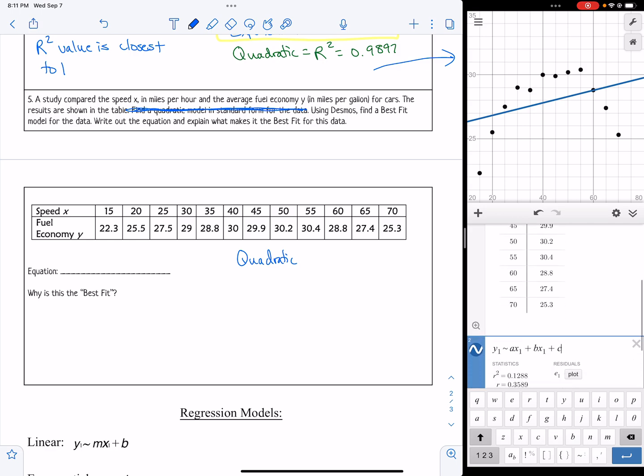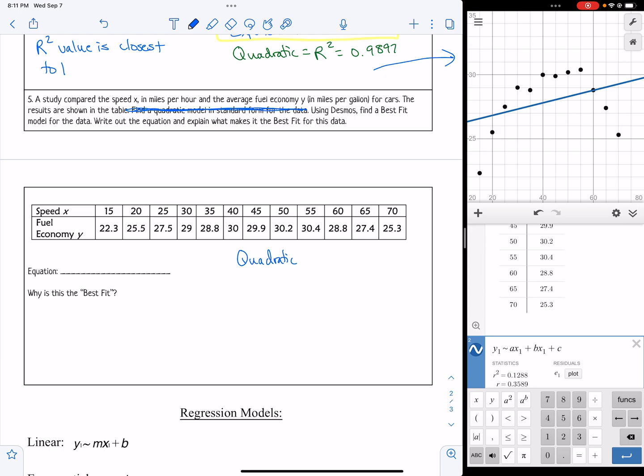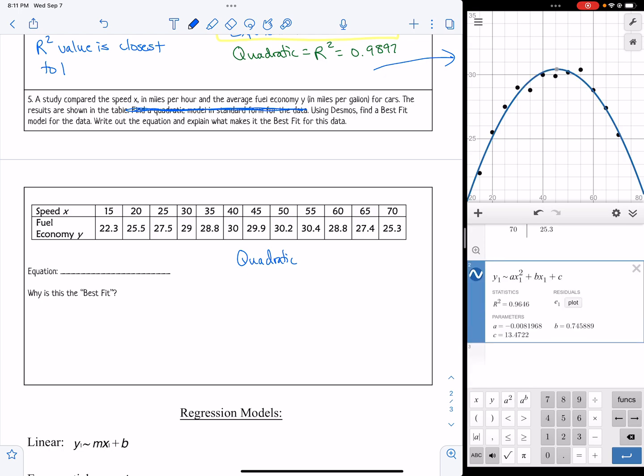I think I'm missing a square. That's what it is. I can tell that just looks off. So let's go back over here to this x and add the square. There we go. I was missing the square on my first term in my equation. So now that makes more sense. R squared equals 0.9646 for the quadratic.